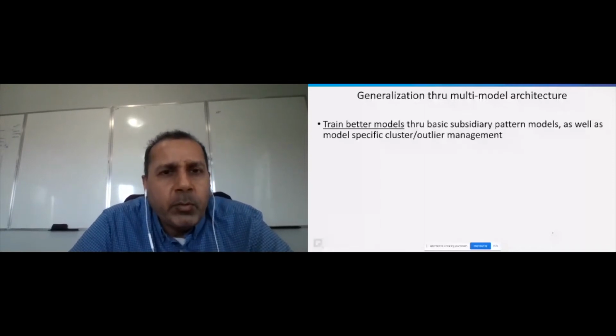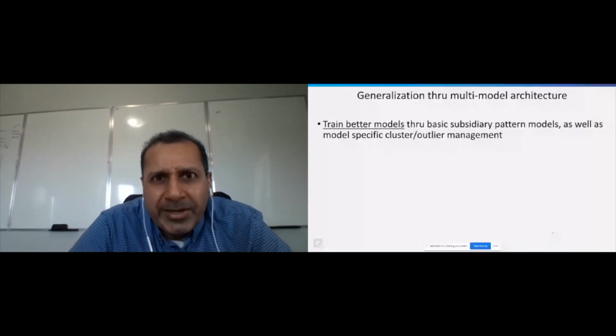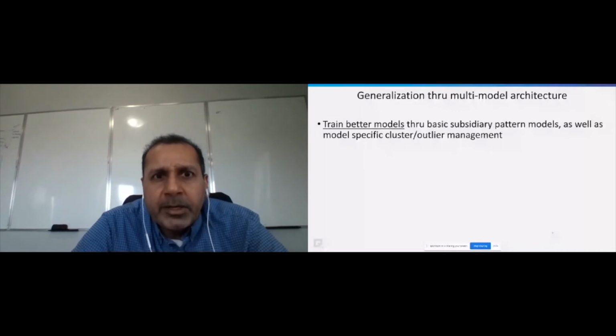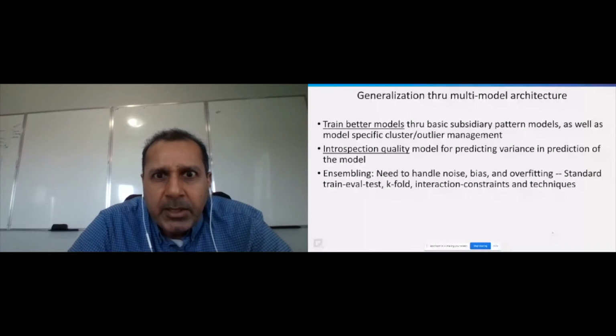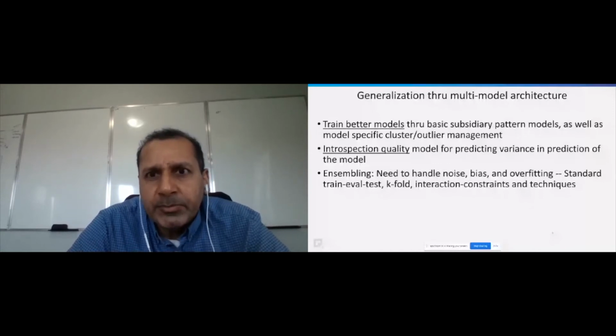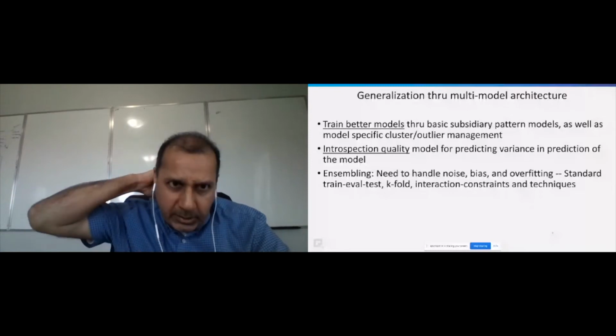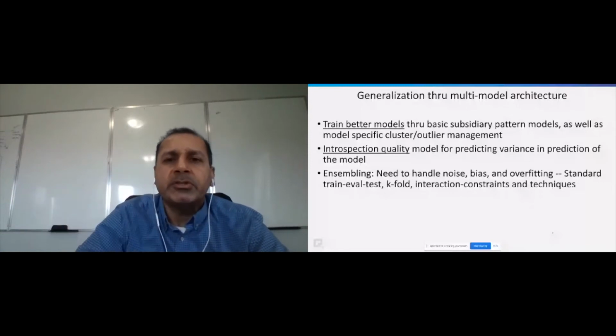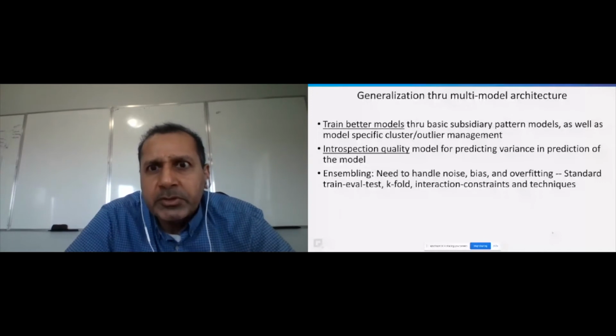So broadly, we think that there are three different approaches. One is obviously train your model better. Let me put the three out there and then I'll cover them together. Once you get committed to the multi-model architecture and you have the ability to do that, the understanding of the multi-model architectures is fairly standard in terms of creating subsidiary, looking for primary patterns, subsidiary patterns, and having different models and model architectures to focus on those patterns.